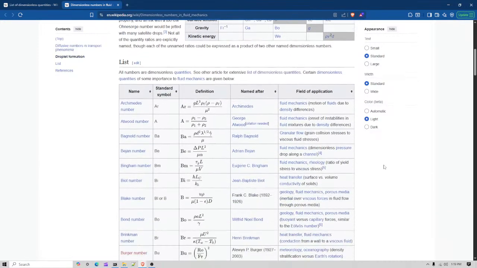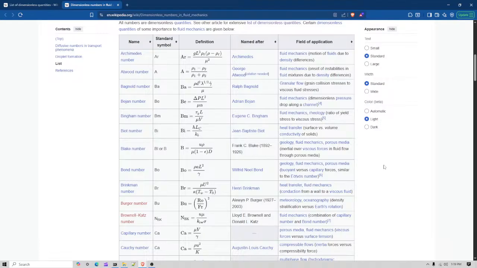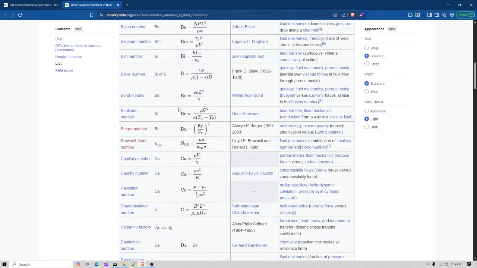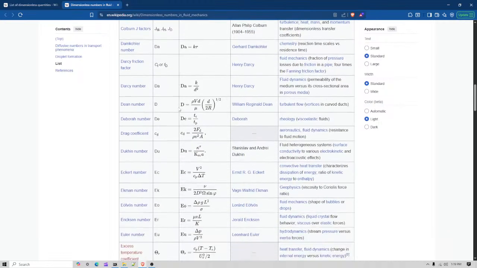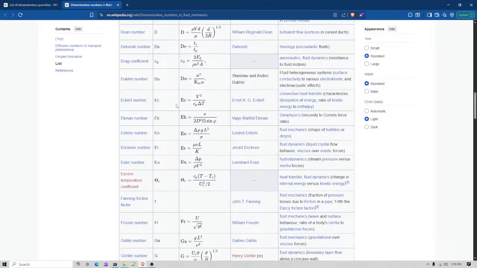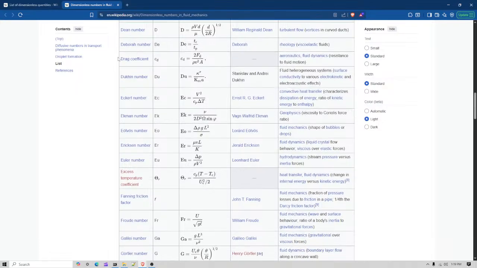Let's see. Here we go. A whole bunch of fun numbers. Let's see. Which ones have I worked with? Drag coefficient. That's a very popular one you learn about in physics. The Deborah number. That's pretty cool.